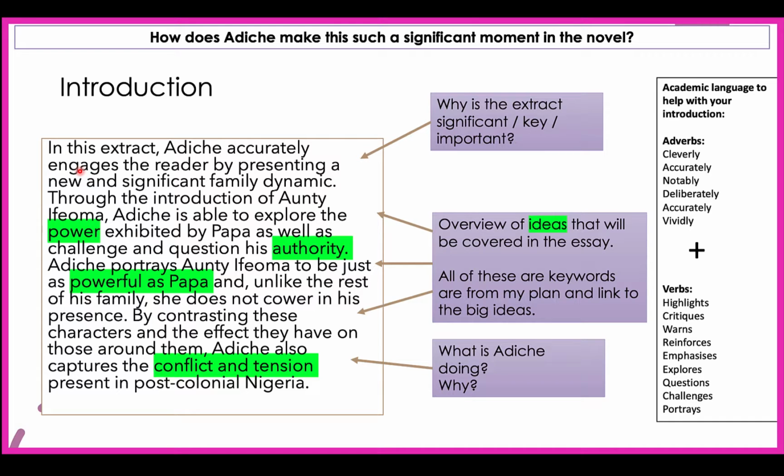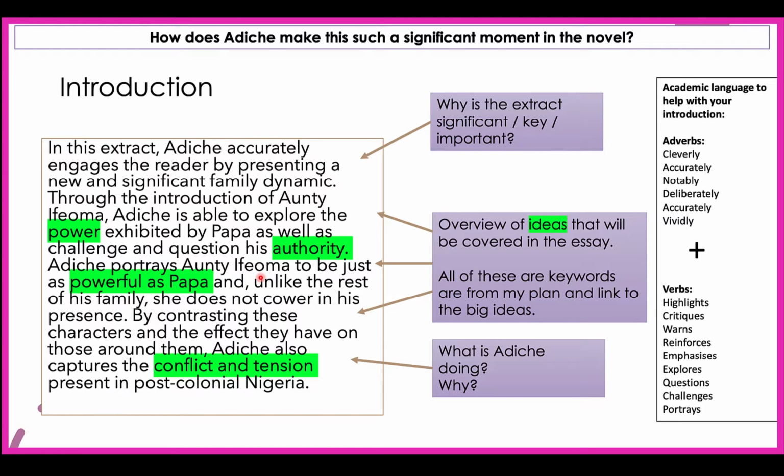So we have, in this extract, Adichie accurately engages the reader by presenting a new and significant family dynamic. So I've understood what's happening here in this extract. Through the introduction of Auntie Ifeoma, Adichie is able to explore the power exhibited by Papa as well as challenge and question his authority. So I'm talking here about the methods used by Adichie, but also the effect of those methods, what she's actually doing. So we have this method of introducing a character, but why does she do it and what do we learn?